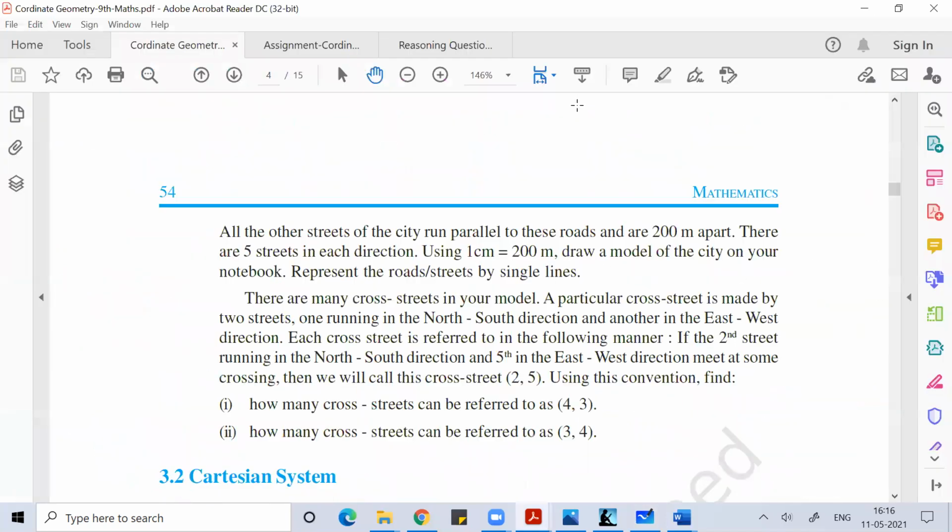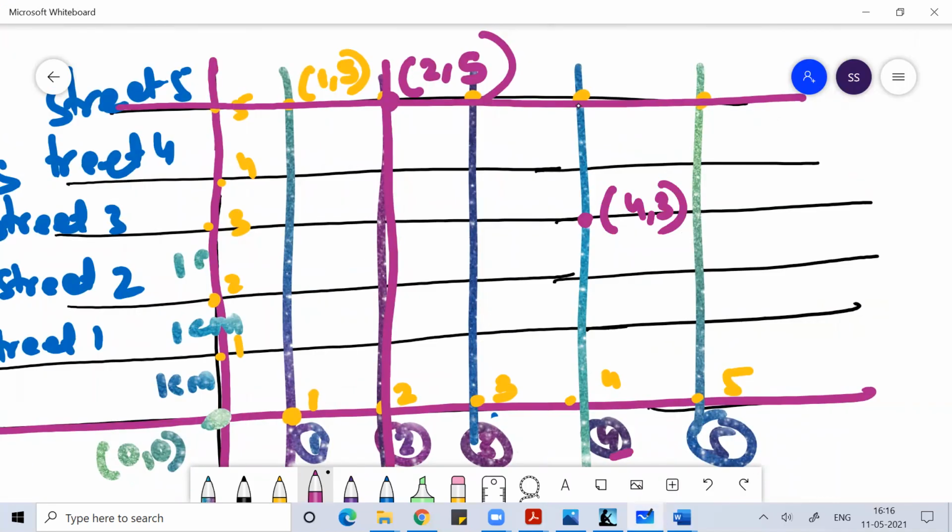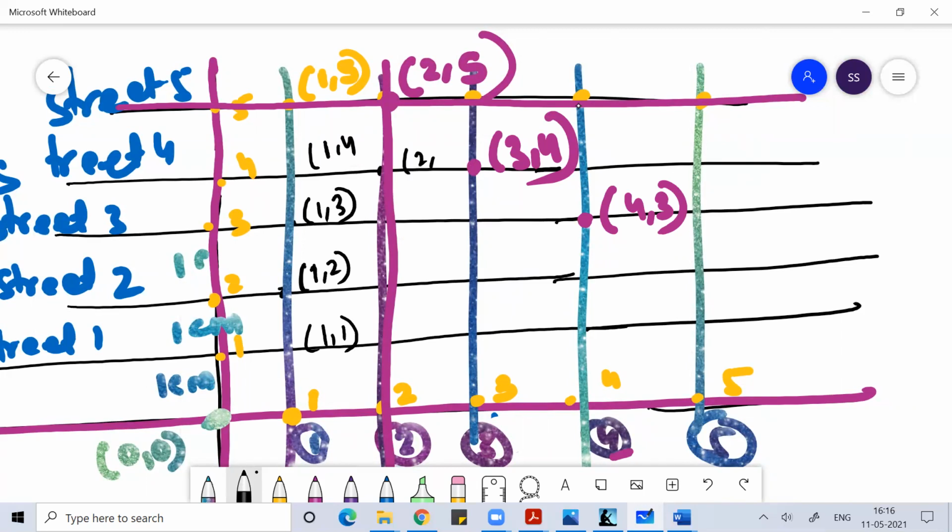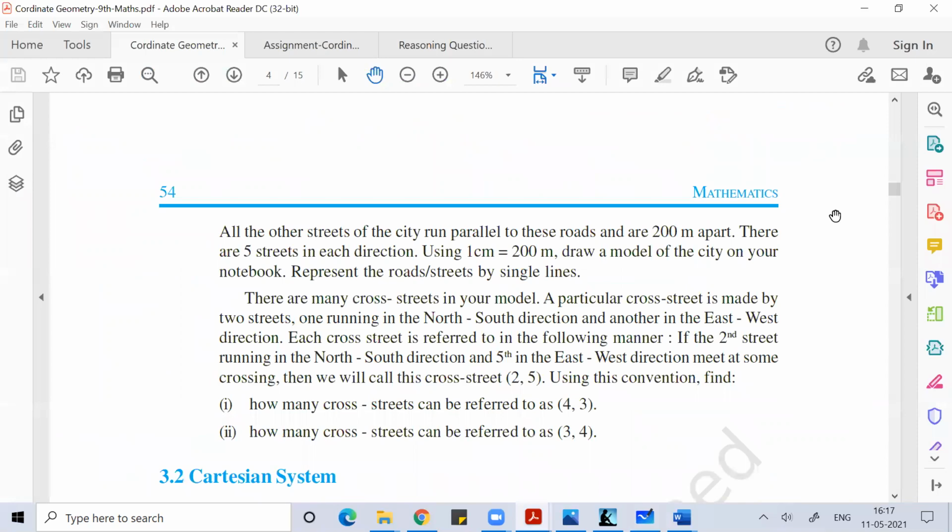And then how many cross streets can be referred to as 3, 4? 3, 4 means this is 3, 4. This will be 1, 1, and there is only one such cross street, not more than one. 1, 1, 1, 2, 1, 3, 1, 4. So this is 2, 4. If I want 4, 2, so this is 4, 2. Only one 4, 2, not more than one.